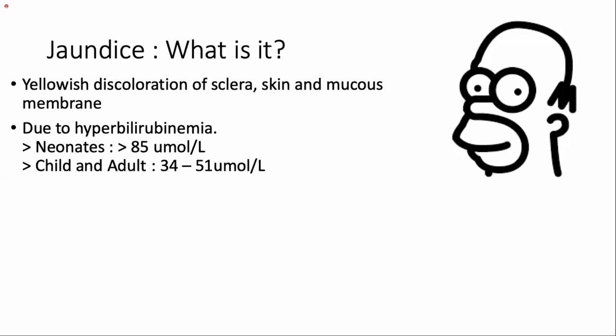So we have a different cutoff value in neonates, and also in children and older adults. In neonates, if we refer to the pediatric protocol, the cutoff value is more than 85 micromoles per liter of bilirubin to manifest clinical jaundice. Whereas in children and older adults, if you refer to the Nelson textbook, it ranges from 34 to 51 micromoles per liter. The same value is also quoted in the Harrison textbook.